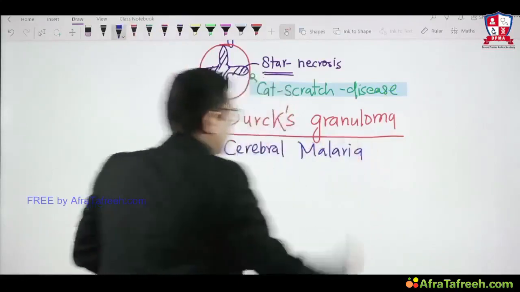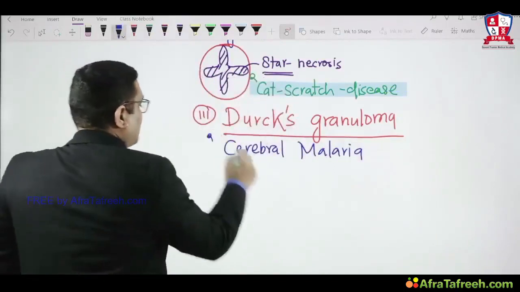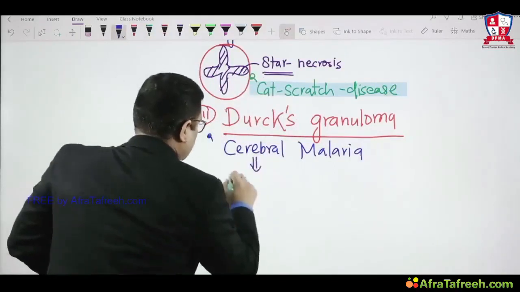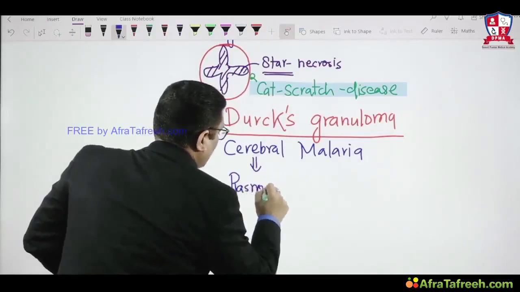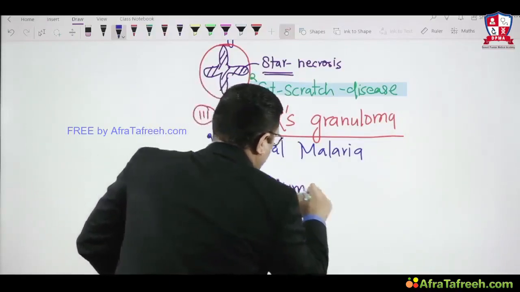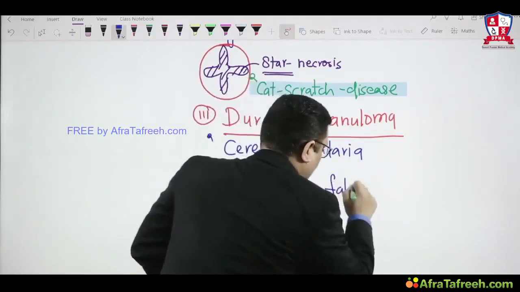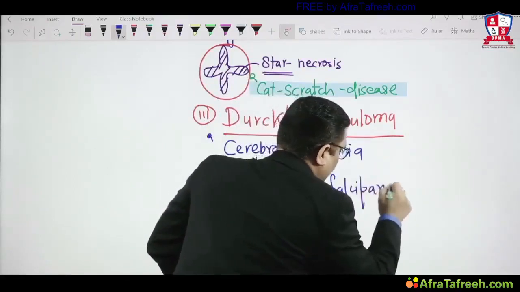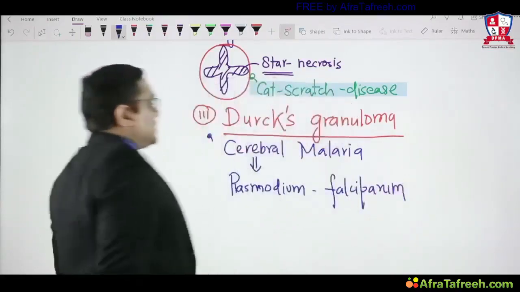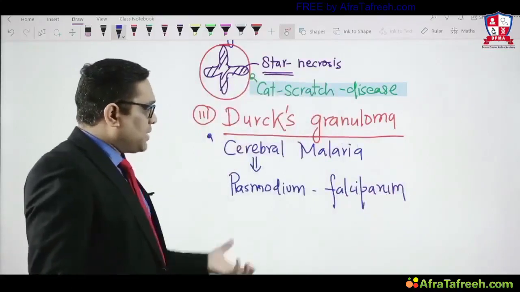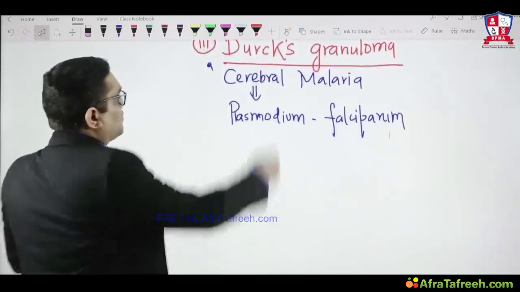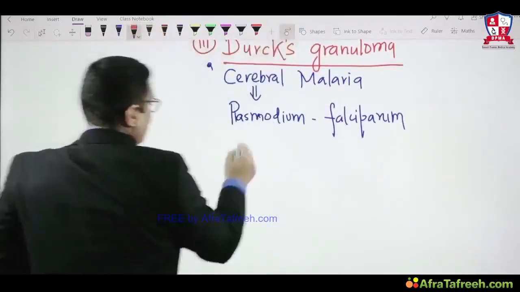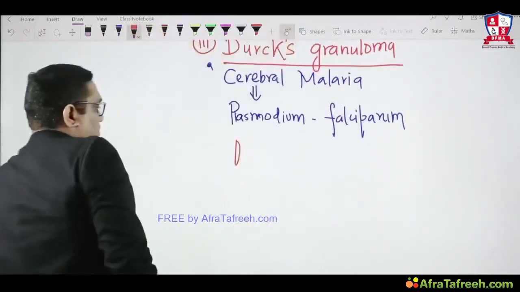Dirk's granuloma is seen in cerebral malaria, which is caused by which infection? Plasmodium falciparum, right? So Dirk's granuloma is seen in Plasmodium falciparum cerebral malaria. And what will be the appearance of the Dirk's granuloma? You will see a brain blood vessel.